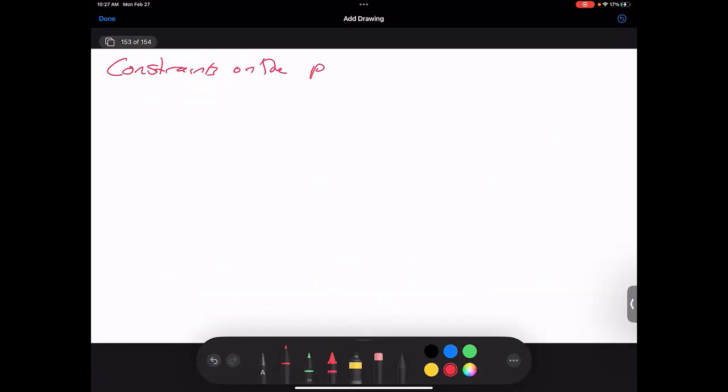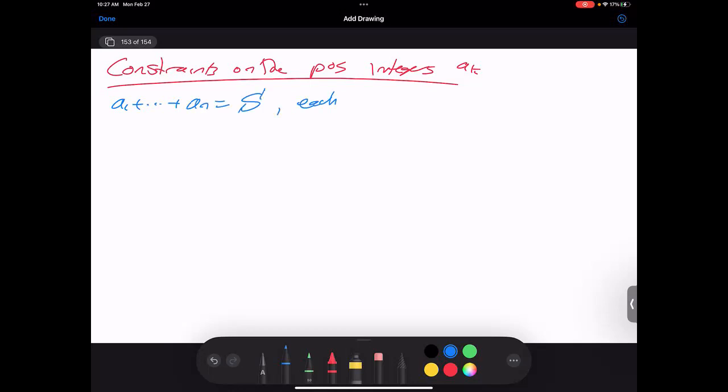The positive integers A_k. Do you think any of the A_k would be 1? So we have A_1 plus through A_N equals S. Again, we don't know what S is. Each A_k greater than 0 is an integer. We want to maximize the product.